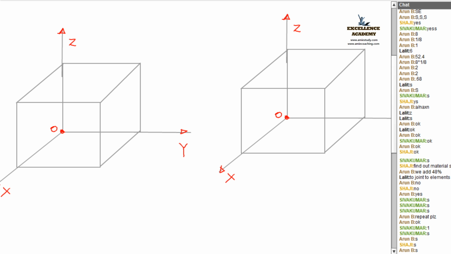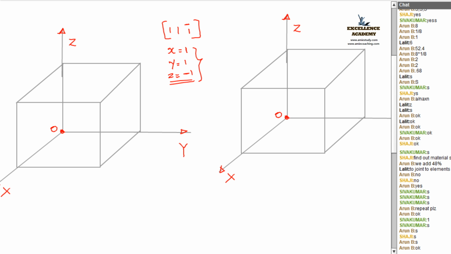So here I have drawn one cube, and I am going to plot [1 1 -1]. All of you listen carefully. It is enclosed in square brackets. So this is the Miller indices for direction. Here, what is the value of x? x is equal to 1. What is the value of y? y is equal to 1. z is equal to minus 1, isn't it? So here, one negative symbol is there.